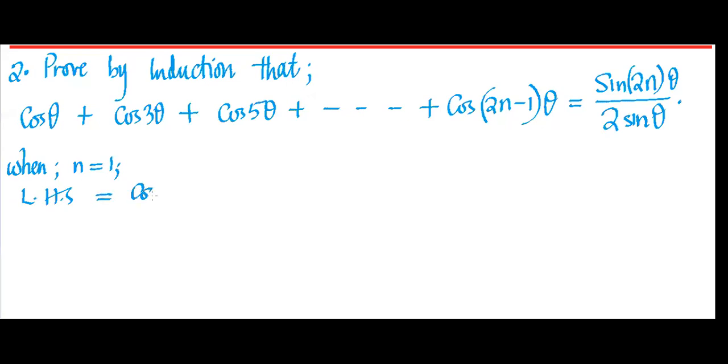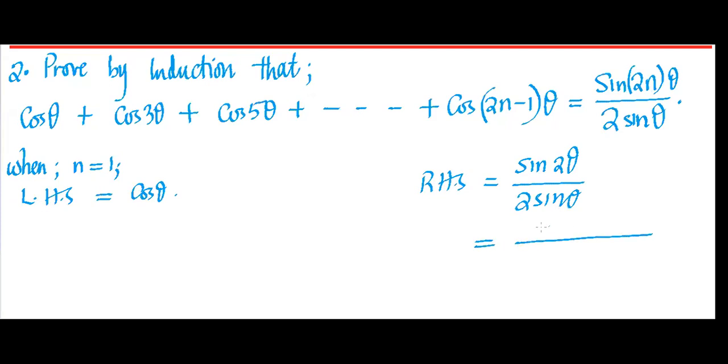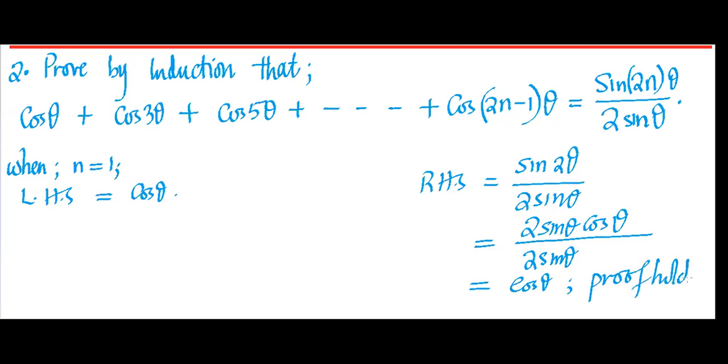the term cos theta. The right-hand side has the term sine. N is 1, you will have sine 2 theta over 2 sine theta. But from double angles, that sine 2 theta is the same as 2 sine theta cos theta over 2 sine theta. When 2 sine theta cancels, you get cos theta again. So I'm right to conclude that proof holds at that instant.